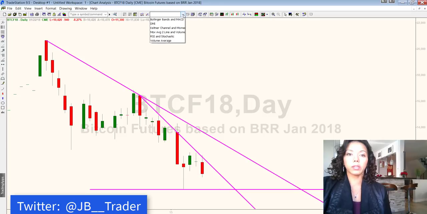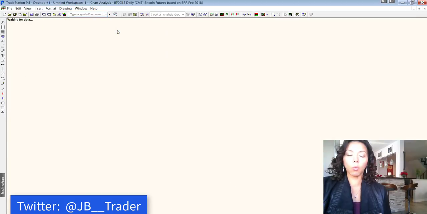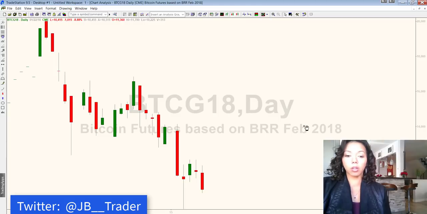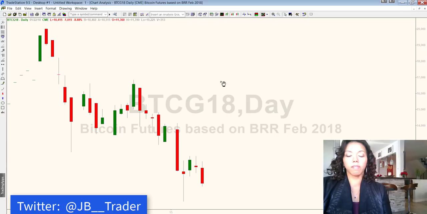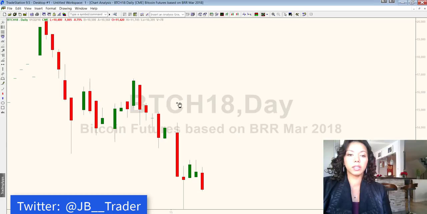Now to pull up February, it's a different symbol. Let me pull that up here. That is going to be BTCG18, the February 2018 contract. Look at the volume: V equals 313, so 313 contracts traded today. It's a lower volume amount. Again, this is the February contract, similar chart, lower volume. After that, we've got March, and the symbol for March is H, so it's BTCH18. Again, similar chart, but look at the volume, V equals 78. So most of the volume is still with the January Bitcoin futures contract, even though it's expiring this week.